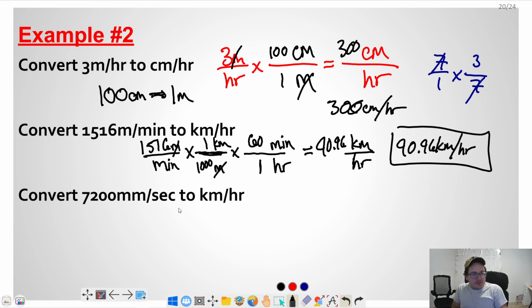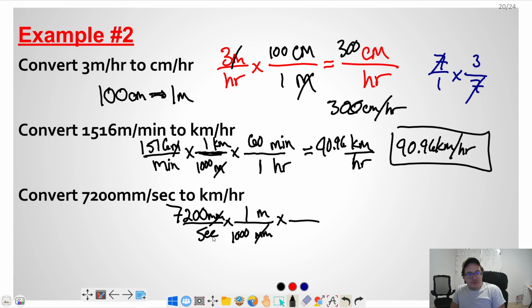All right. I'm going to see if I can do this quick. So 7,200 millimeters per second to kilometers per hour. Well, millimeters is going to go on bottom, meters is going to go on top. 1,000 millimeters is 1 meter. So millimeters cancel out. Now I have meters per second. I'm still not there yet though, and I want to have kilometers. So meters on bottom, kilometers on top. For every 1 kilometer, there's 1,000 meters. Meters cancel. So now I'm at kilometers per second.